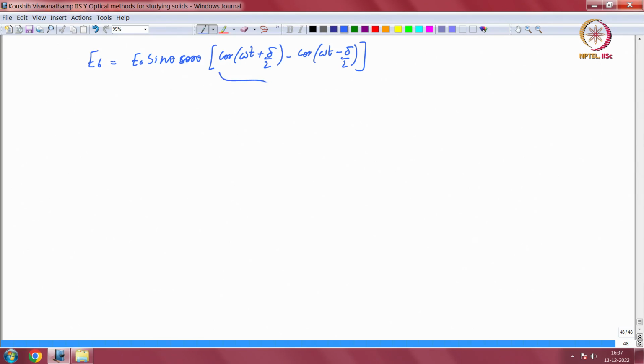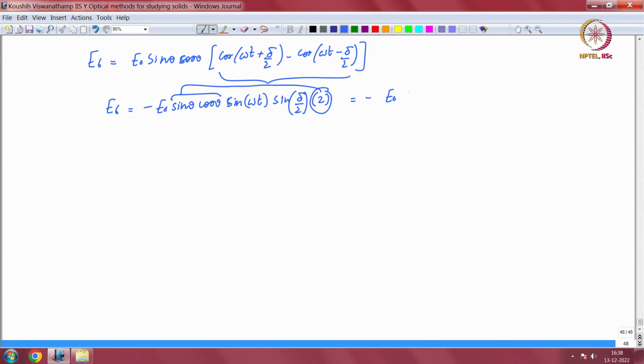So, you can use cos A plus B, cos A minus B, and open this up. You will get E6 equal to minus E0 sin theta cos theta sin omega t sin delta by 2 with a factor of 2. So, I will combine the factor of 2 with this and we will write this as minus E0 sin 2 theta sin omega t sin delta by 2. That is E6.